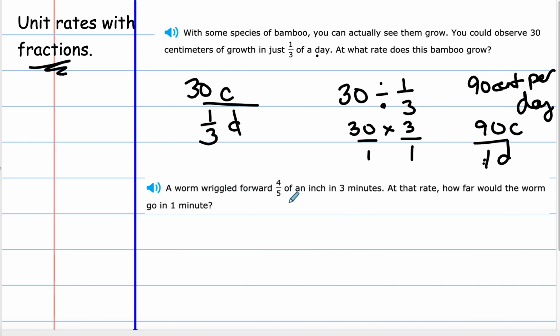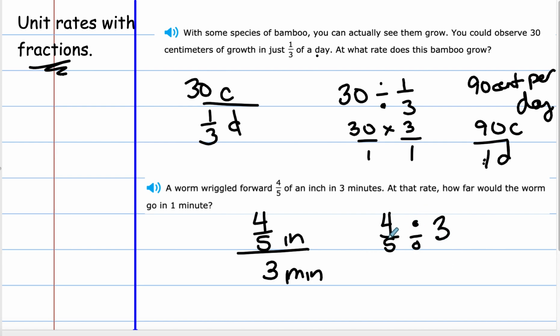A worm wiggled forward 4/5 of an inch in 3 minutes. I always start by writing it this way so I can see it. All right, we don't really like 3 fractions in a row, so 4/5 divided by 3. So 4/5 times 1/3. Remember, keep, switch, flip. I can't simplify, so I get 4 inches in 15 minutes. So, oops, but we want to get it to, at what rate would the worm go in 1 minute?